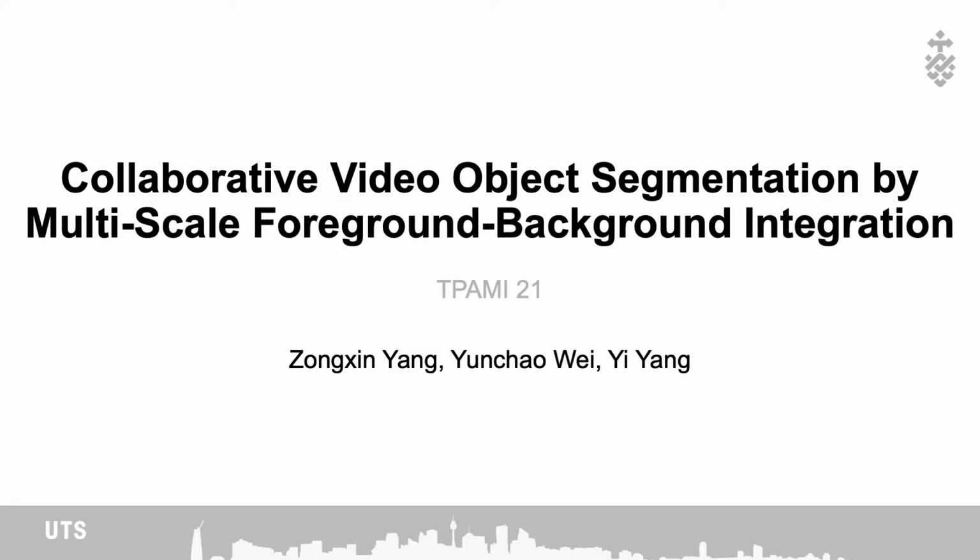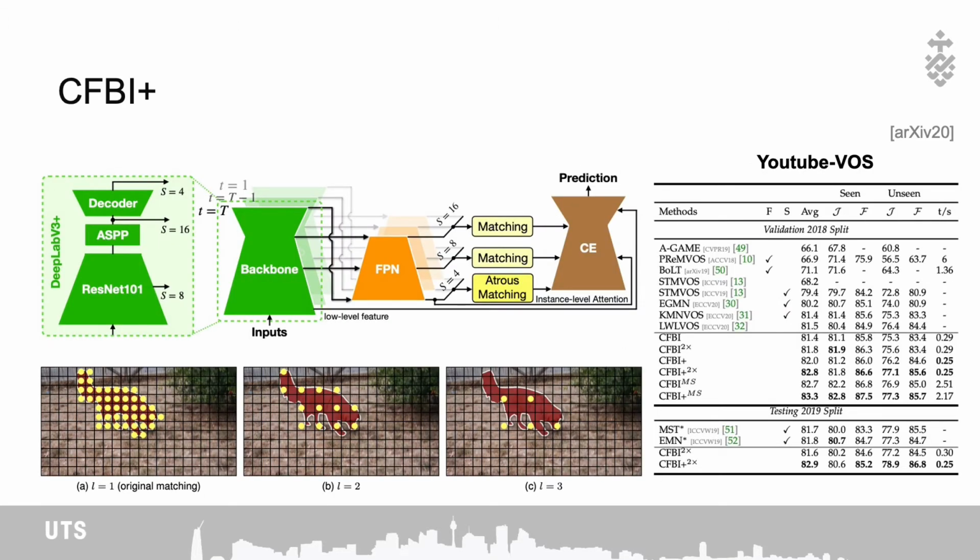This is an improved version of CFBI. We call it CFBI Plus. The main difference is that we perform feature matching across feature maps of different scales. To reduce the computational cost, we utilize atrous matching. As shown in this figure, we adopt larger dilation rates to choose the pixels for matching on the larger feature maps. In this way, we can significantly improve the accuracy without introducing too much computational cost. And the result shows that we achieve much better performance on the YouTube-VOS benchmark.